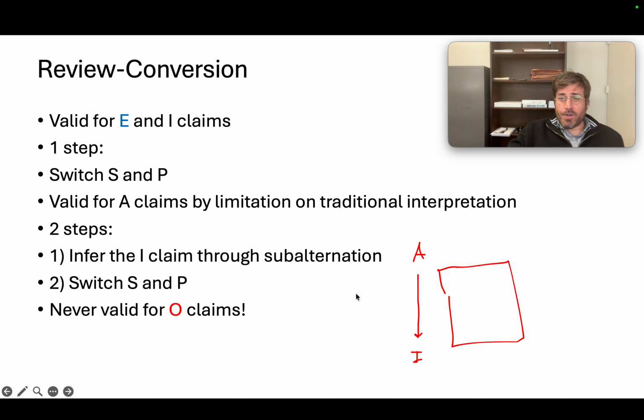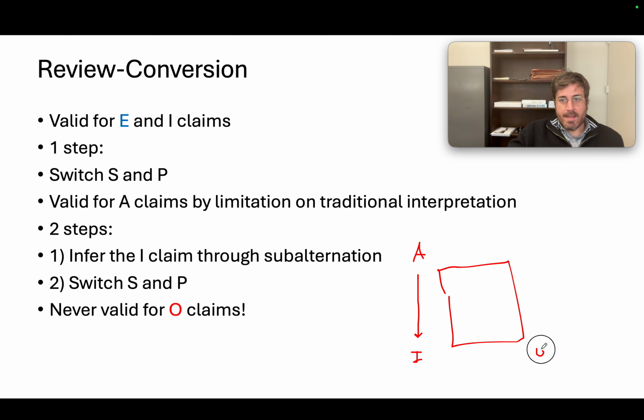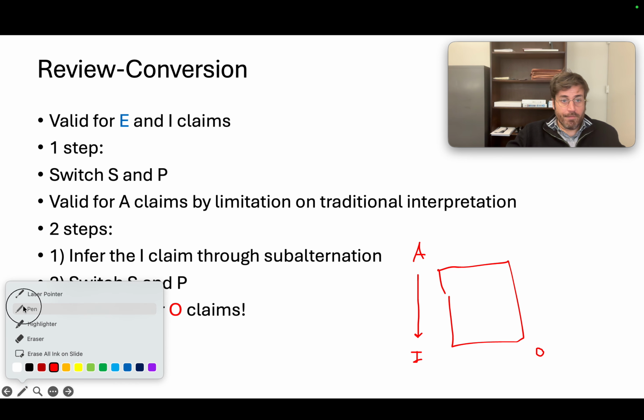Remember that conversion is never valid for our O claims. Our particular negatives over here on the far right can never validly be converted. That is not an immediate inference that categorical logic allows us to make. So be on the lookout for those O claims when it comes to conversion.